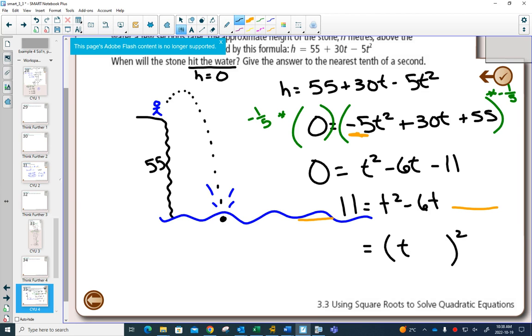Look at our hint. Oh, we got a theme happening today. The hint's a minus 6. Can you see this has to be minus 3? So what do we get to add to both sides? Plus 9. So we add 9 to both sides. And then 9 plus 11, that would be 20.